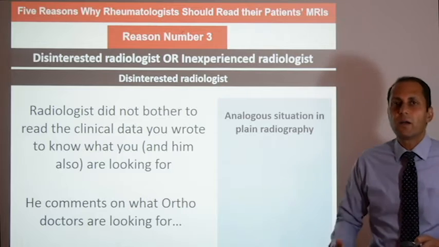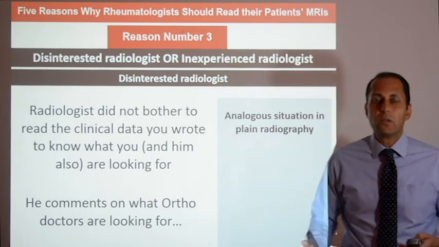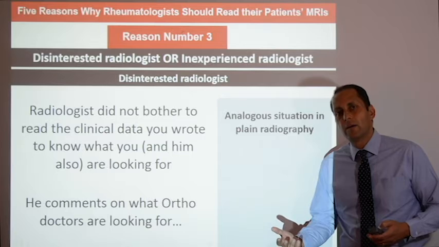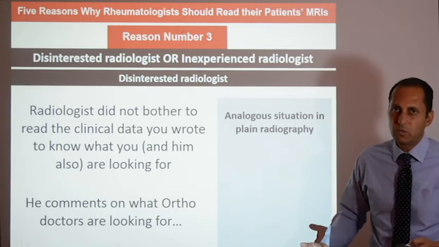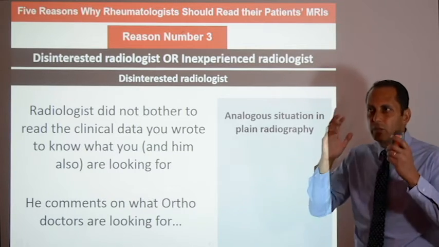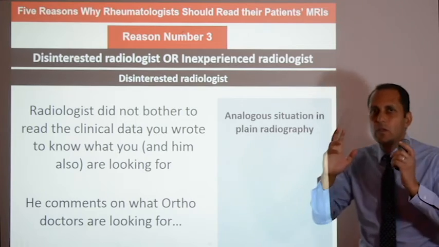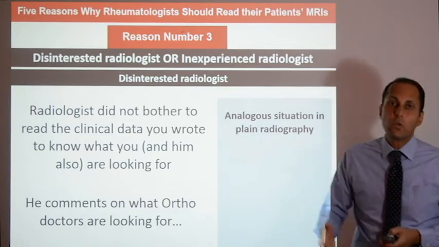Who is referring for MRI of the hand and wrist, for example, more? The rheumatologist or the orthopedic doctor? Of course it's the orthopedic doctor. So by default, the radiologist's eye is looking for what the orthopedic doctor is always looking for.